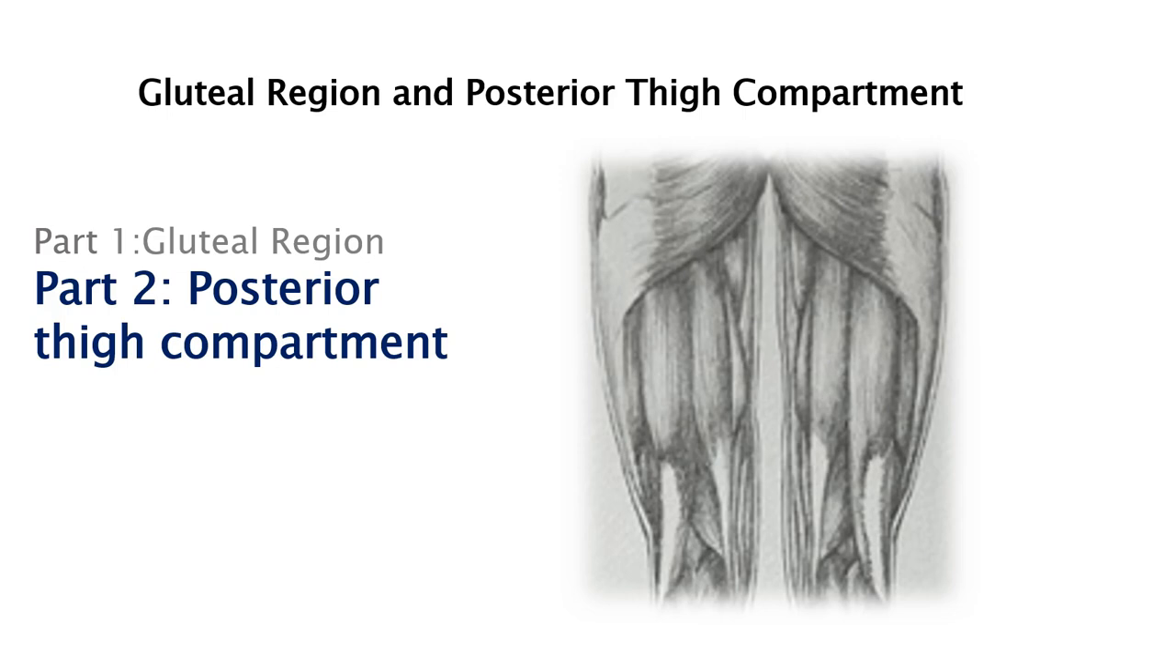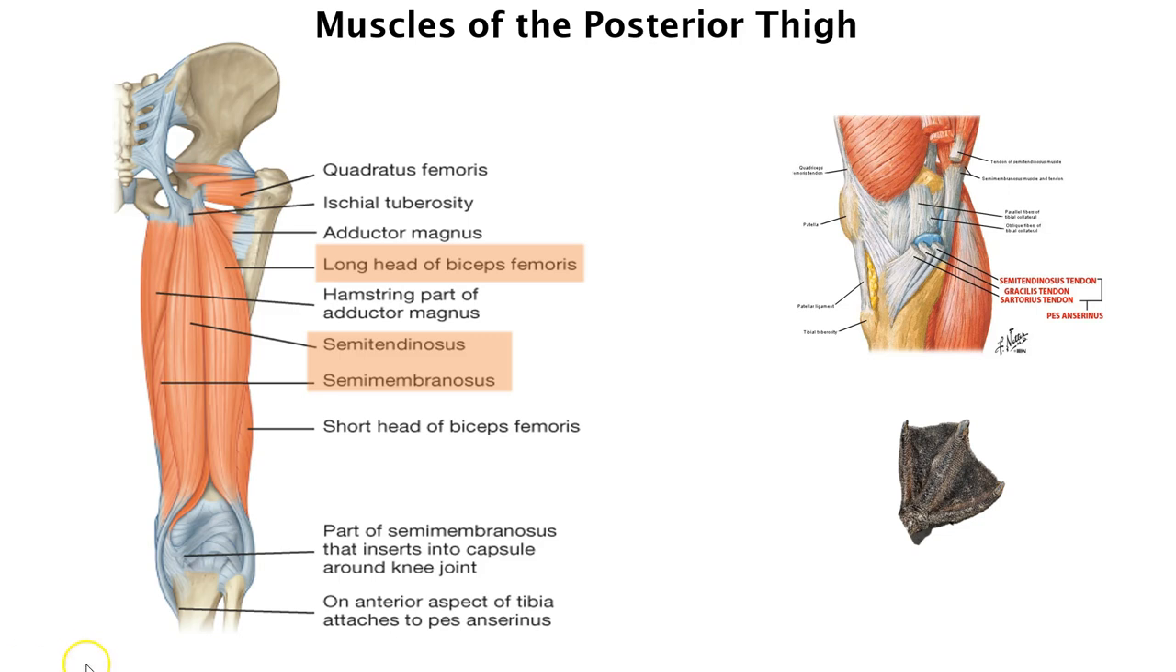This is the second of a two-part series on the gluteal region and posterior thigh compartments. The posterior thigh contains a total of 4 muscles. 3 of these 4 muscles are part of the hamstrings.